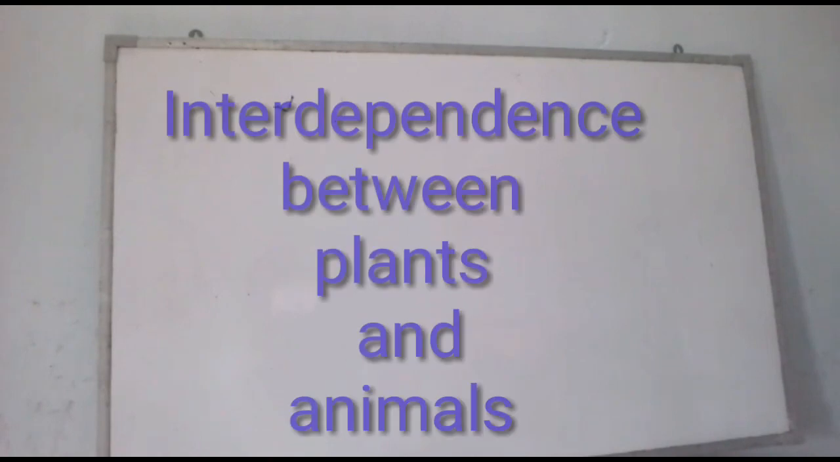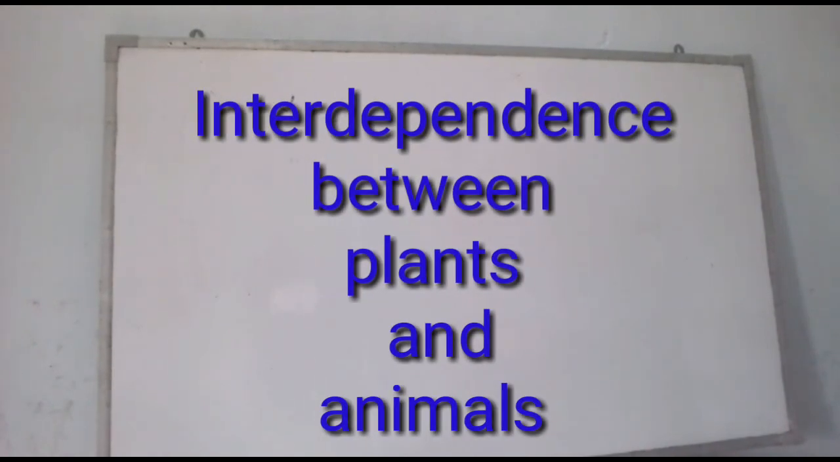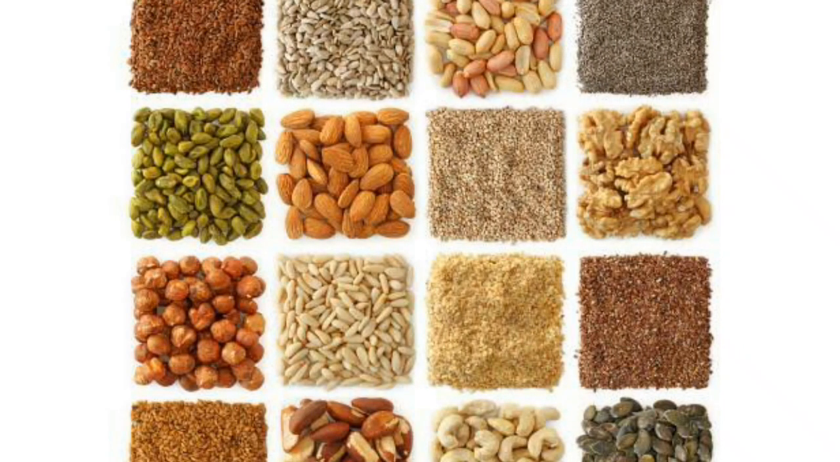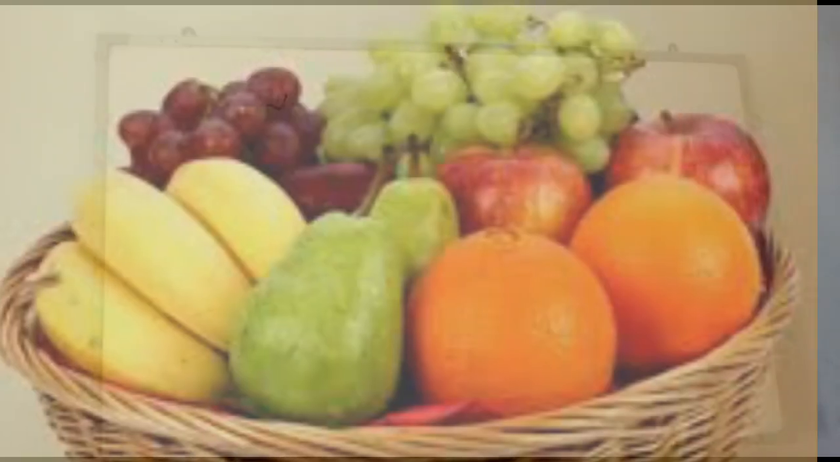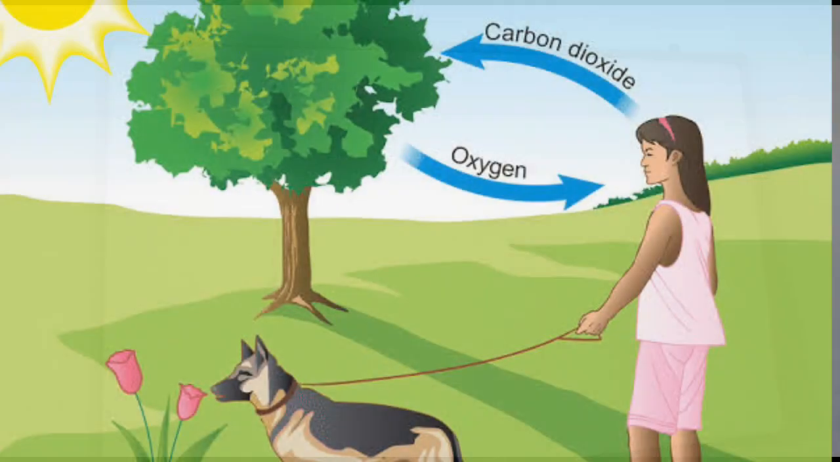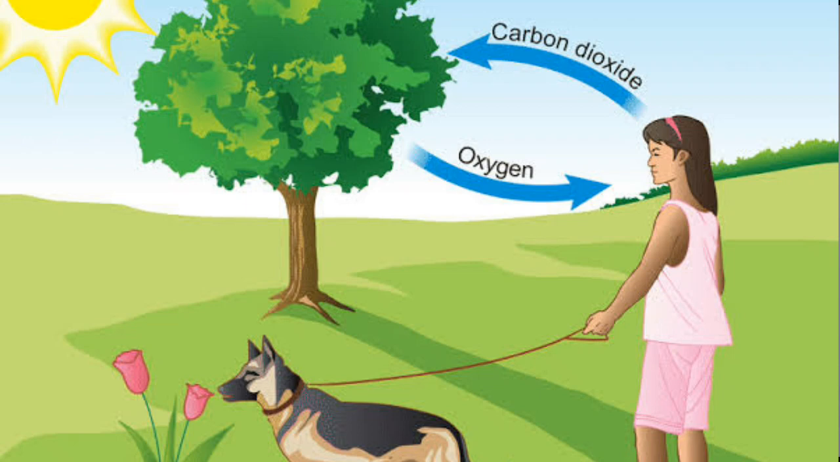Now, how are plants and animals dependent on each other? Plants and animals both depend on each other for food and shelter. Plants provide food to the animals. We know this, we have learnt it. And the plants give oxygen to the animals. Animals breathe in this oxygen. Animals breathe out carbon dioxide that plants use for photosynthesis.